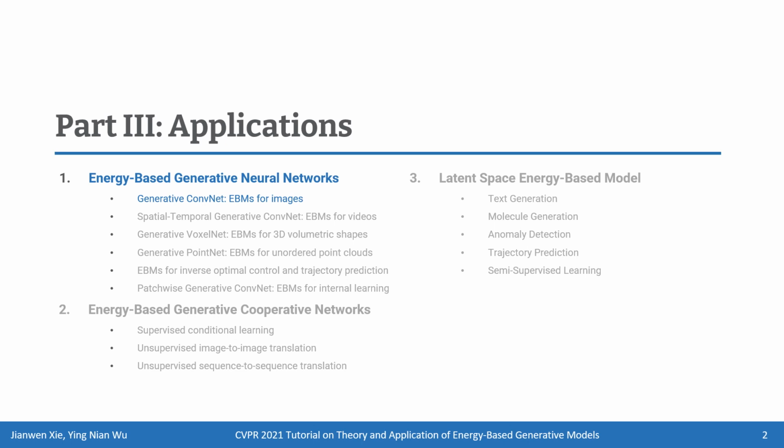The first one is the energy-based generative neural networks, which is an energy-based model with the energy function parameterized by a modern neural network. The second one is the energy-based generative cooperative network, which is an energy-based framework that jointly trains an EBM and a generator by MCMC teaching. The last one is the latent space energy-based model, in which the EBM is built on top of a top-down generator.